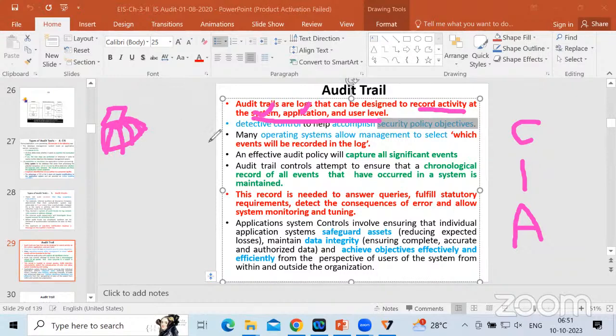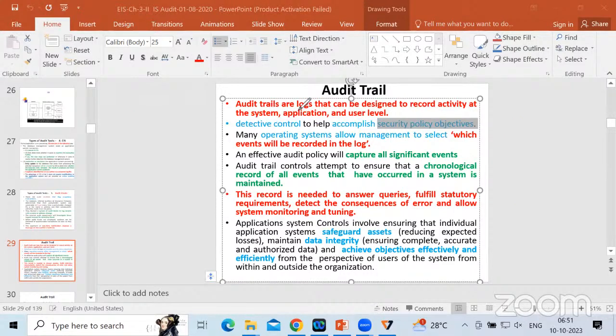Application log. What is application log? The best example is your ERP. You are accessing ERP or you are accessing Tally software. Now, Tally software, it may contain various number of users. So which user logged in to this application, what time, how long you stayed there, and what are the activities performed. All these things are recorded in the log. Which log? Application log. Then user level, so it is done by the operating system. It is carried out by the operating system. Which user, what time, what activity, all these things.